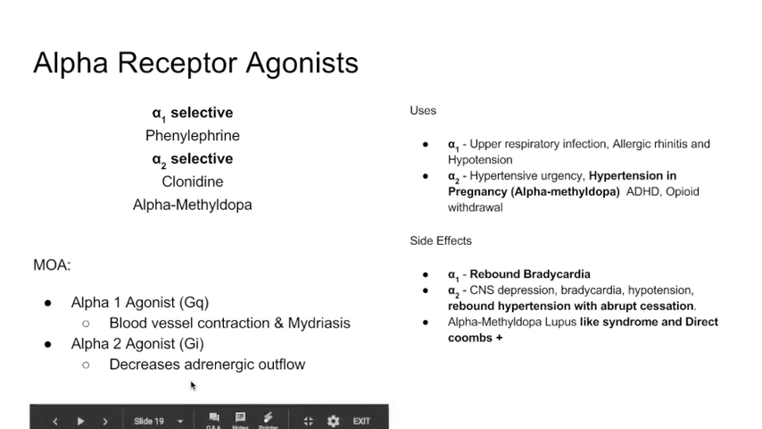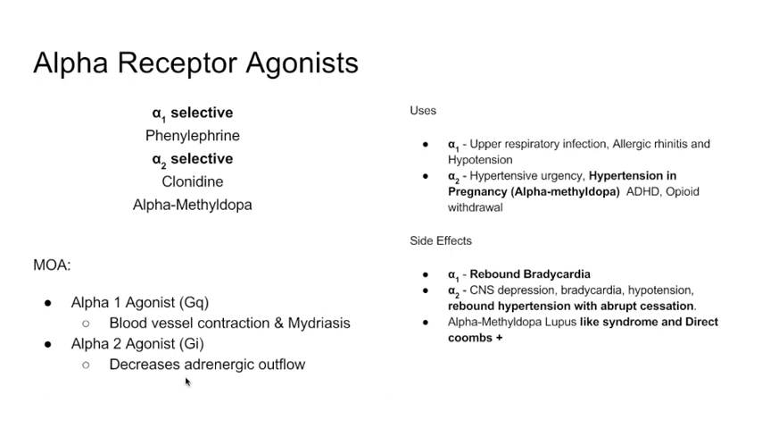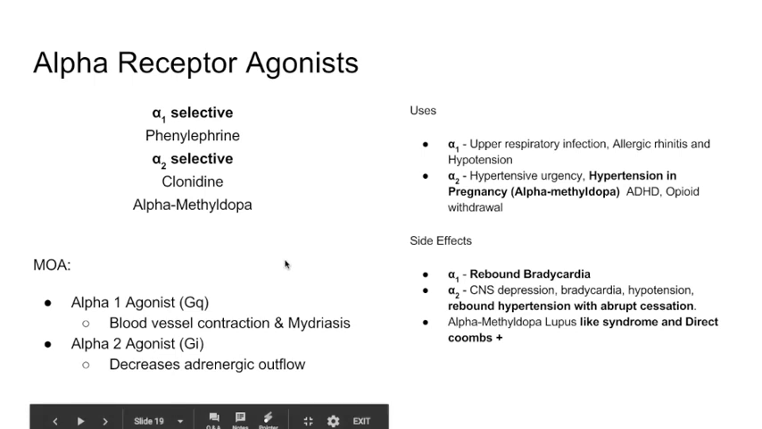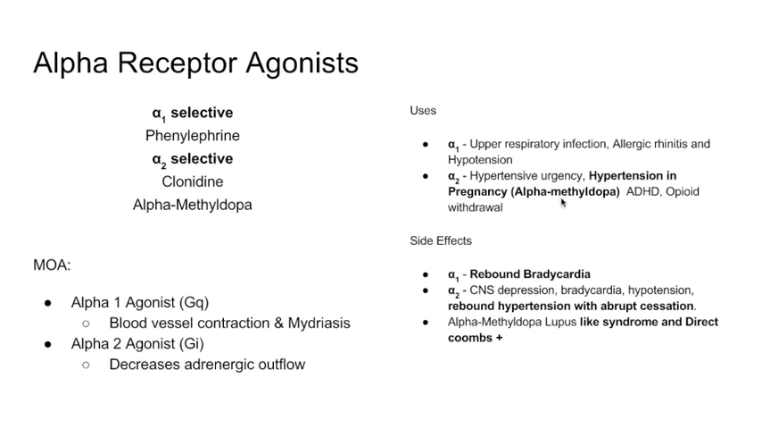Alpha-2 selective. So as I said before, this decreases the adrenergic outflow. This decreases the amount of norepinephrine and epinephrine that is released in the nerve terminal. So because of that, it can be used to treat hypertension. It can be used to treat hypertension in pregnancy, specifically alpha-methyl-DOPA. If you ever have a female who's got preeclampsia or is just suffering from hypertension and they're pregnant, the number one answer is just go to methyl-DOPA. That's the answer for hypertension in pregnancy.